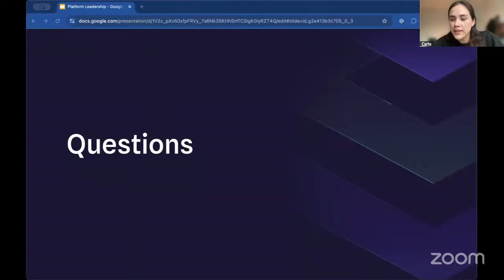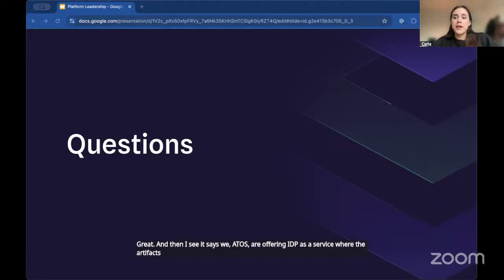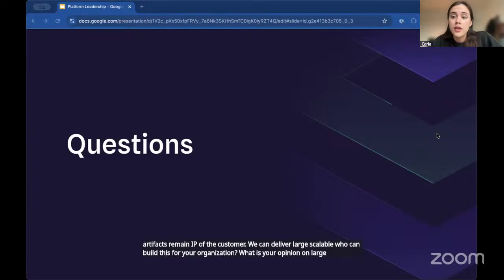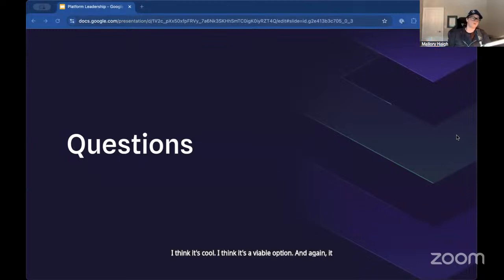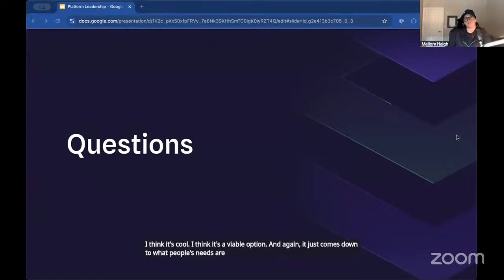Great. And then I see it says, we, Atos, are offering IDP as a service where the artifacts remain IP of the customer. We can deliver large scalable teams who can build this for your organization. What is your opinion on large system integrators offering this as a service? I think it's cool. I think it's a viable option. And again, it just comes down to what people's needs are. If that's the need they need fulfilled, absolutely valid and a viable option.